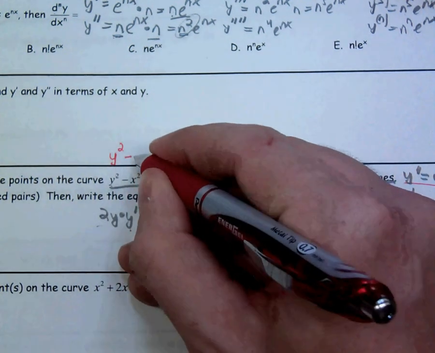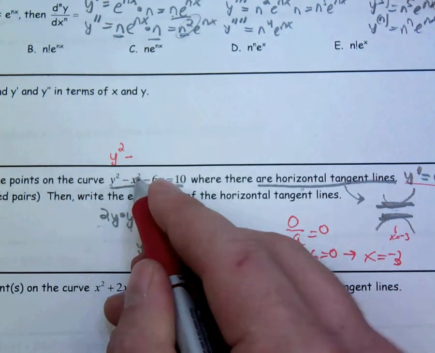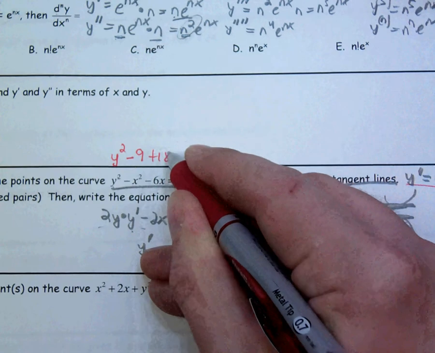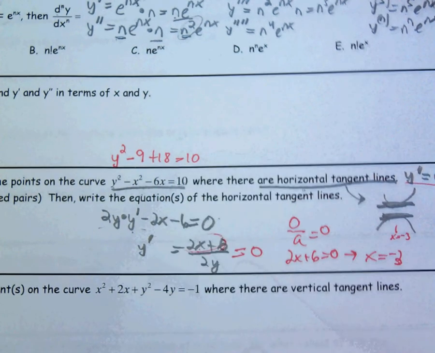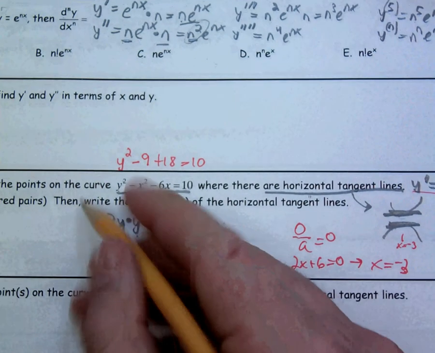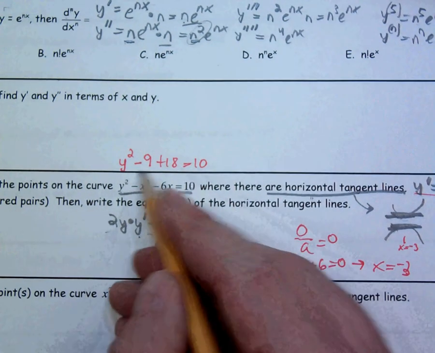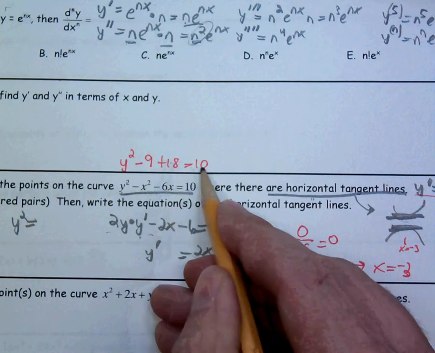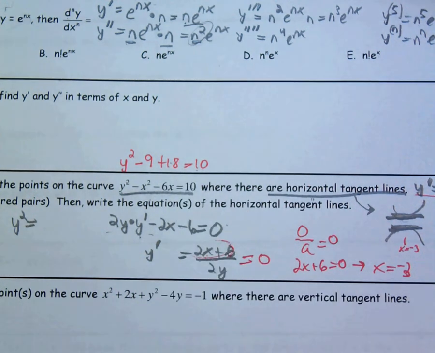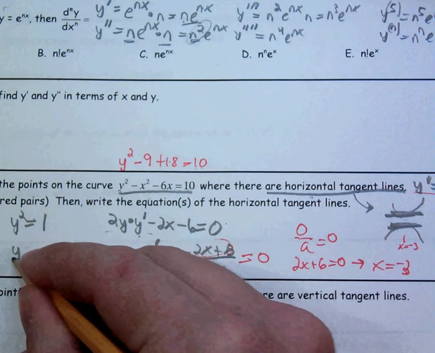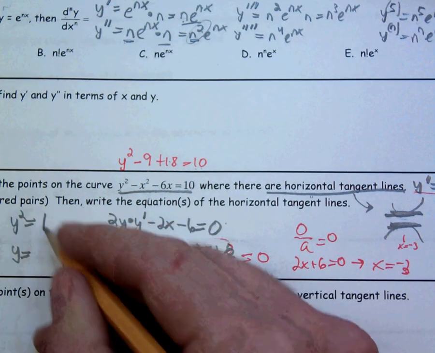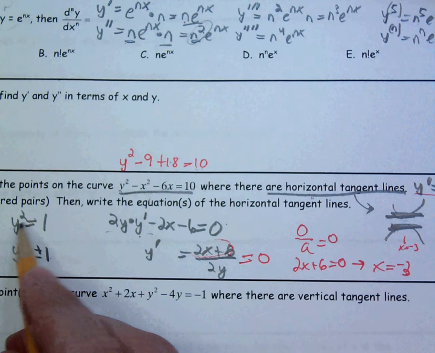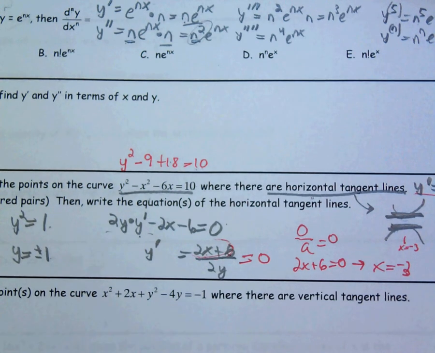Y squared minus negative 3 squared is 9. Negative 6 times negative 3 is plus 18. That needs to equal 10. And so this gives us another equation. This is a quadratic equation. We can get y squared by itself. Y squared equals, we subtract 18, add 9, and we get y squared equals 1. Y equals, when you take the square root on both sides, plus or minus 1. This is because 1 times 1 is 1, negative 1 times negative 1 is also 1.